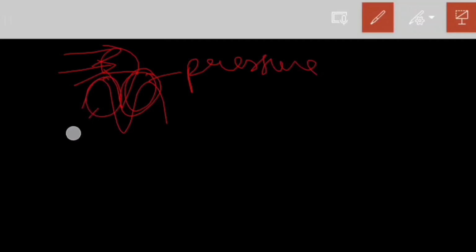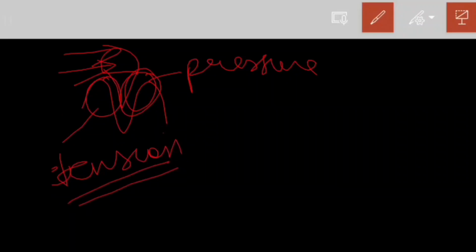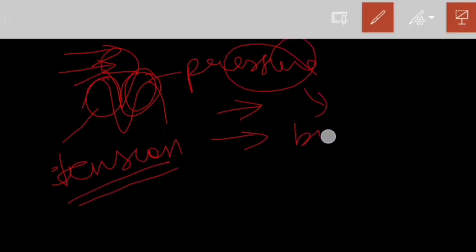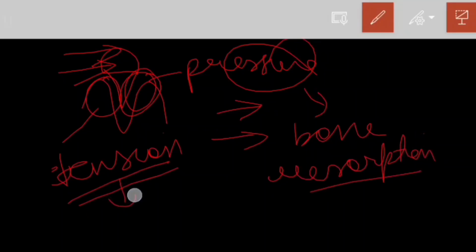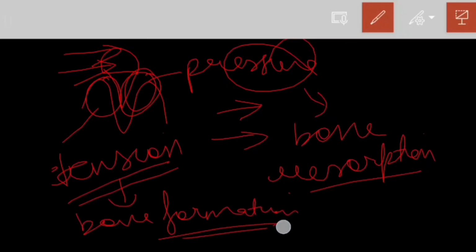Suppose this was a tooth. When orthodontic force is applied to the tooth, one side experiences pressure and the opposite side experiences tension. Because of these two forces, the tooth starts moving. Remember, on the pressure side there will be bone resorption, and on the tension side there will be bone formation. This is the basic concept of the pressure-tension theory.